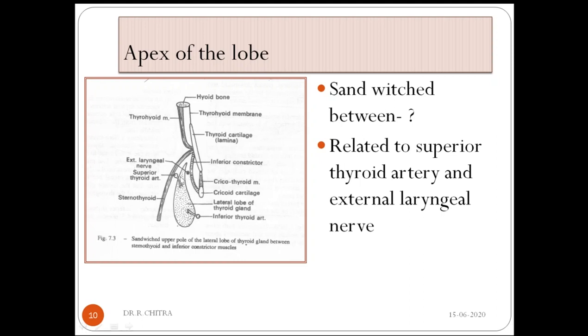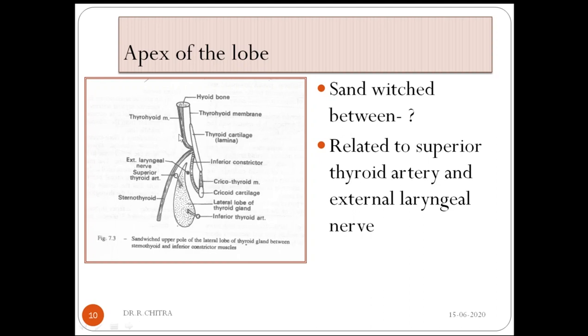Superior thyroid artery is the branch of the external carotid artery, and this external laryngeal nerve is the branch of the vagus nerve. In relation, the artery lies superficial and the nerve passes deep to the apex. So if you are operating on the thyroid gland, you should put the ligature near the apex of the thyroid gland, so as to avoid injury to the nerve.